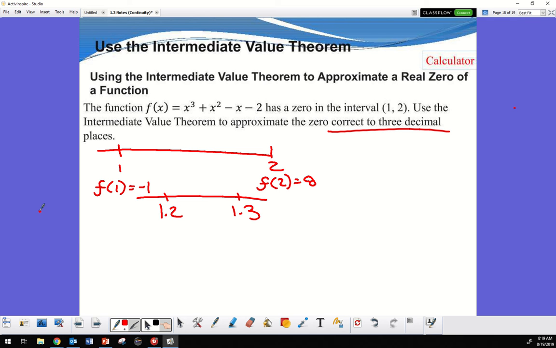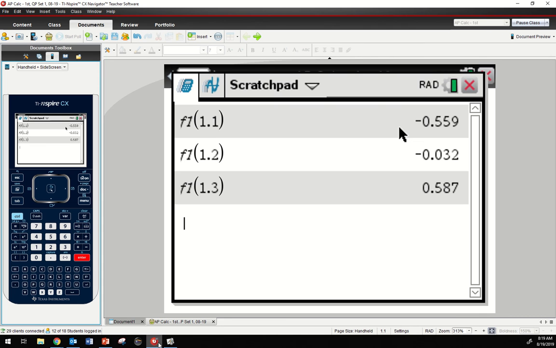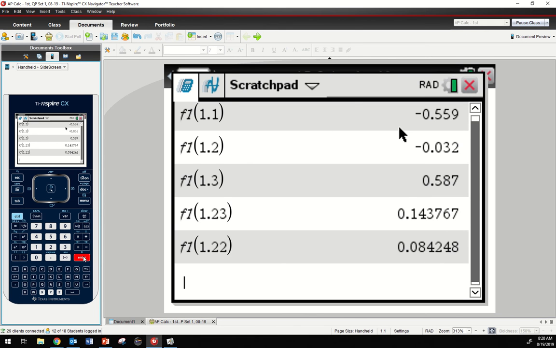Okay, so between those two now, right? Let's go back to the calculator. So let's take a guess. Let's say 1.23. Uh-oh, that's positive. 1.22. That's still positive.